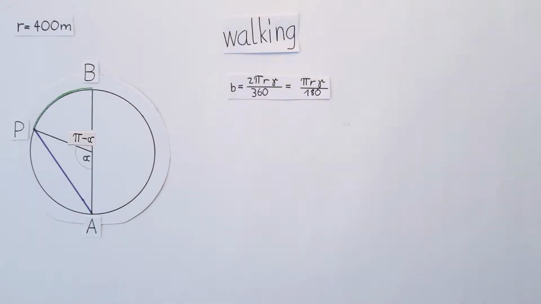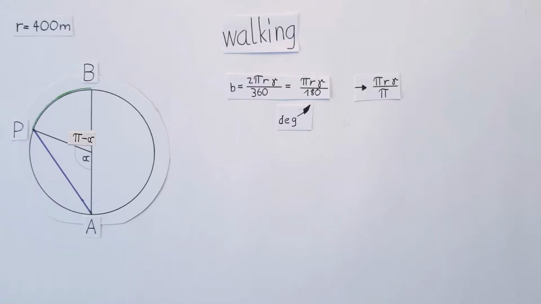Many of you know the formula for the arc length in degrees: pi times r times the angle in degrees divided by 180. We will therefore proceed on the basis of this formula. We replace 180 with pi and then reduce. Thus you get the arc length in radians: r times the angle in radians.